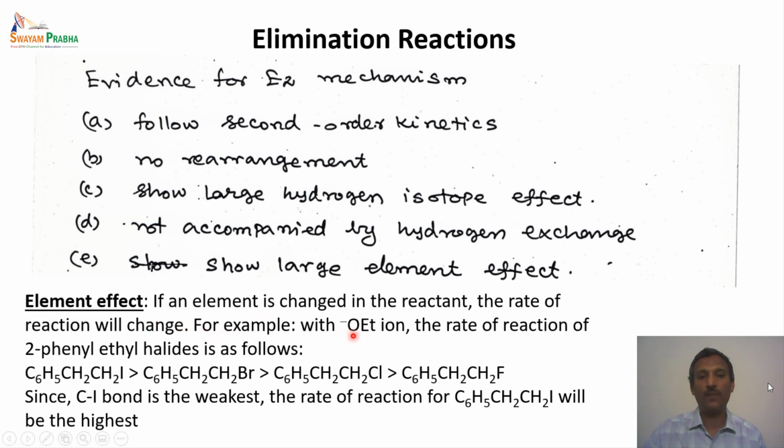For example, with the ethoxide ion, the rates of reaction of 2-phenylethyl halides are shown here. The iodide reacts much faster compared to the bromide, compared to the chloride, and the fluoride reacts very slowly. Because we know the C-I bond is the weakest bond, the rate of the reaction for this particular halide will be highest, because the C-I bond is so weak that it can be easily broken. In other words, the reaction is very fast.